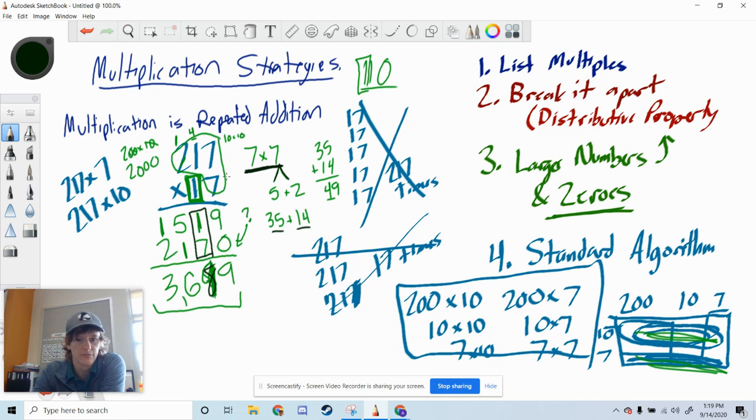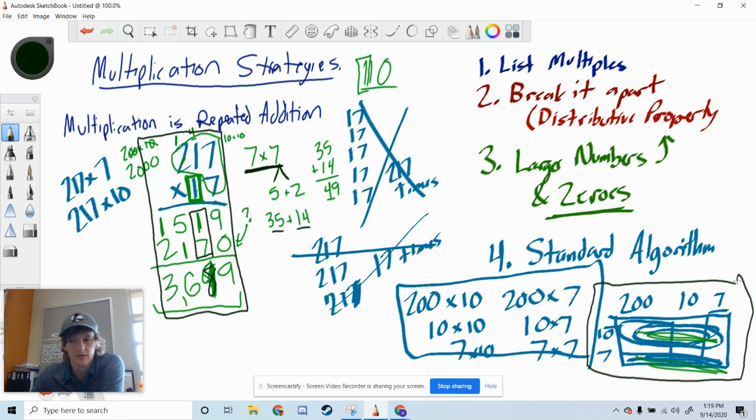But I do need to see your work. So like if you had to do 17 times 217, I would expect to see this. Or maybe this if you chose to do it this way. Okay. That's just what I would expect to see on your paper. I wouldn't expect to just see this product, this answer.